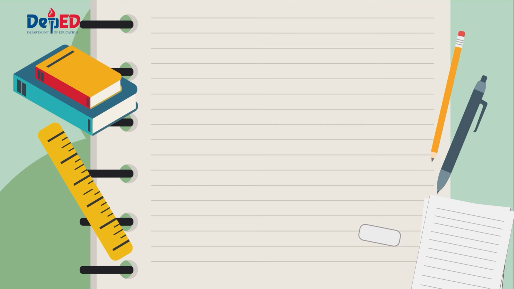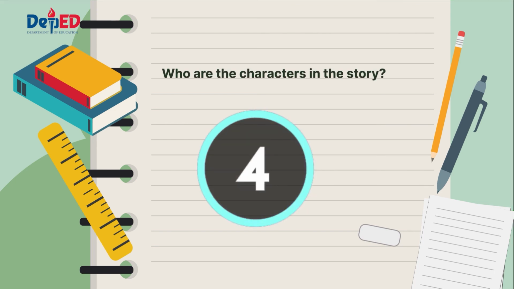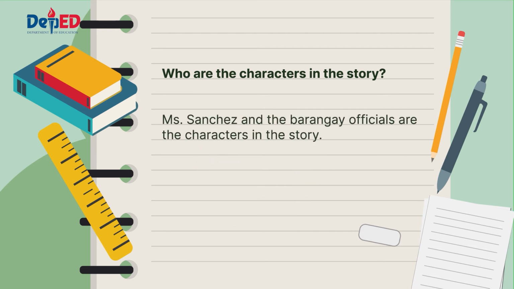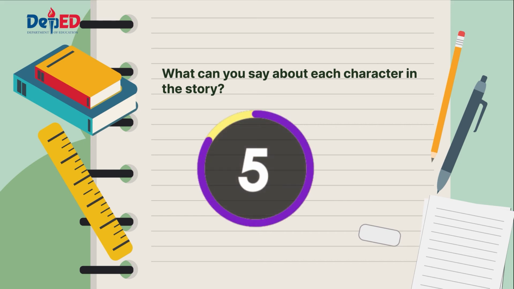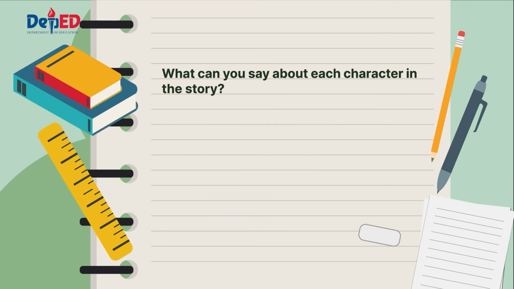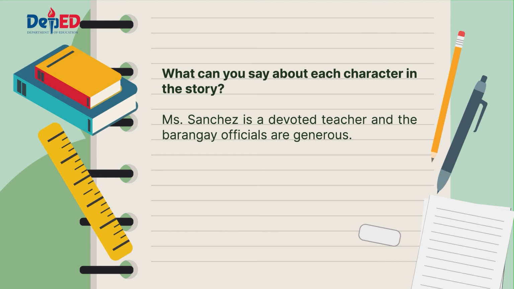For number 3 question, who are the characters in the story? If your answer is Miss Sanchez and the barangay officials, then you're right. Number 4 question is, what can you say about each character in the story? If you can describe Miss Sanchez as a devoted teacher and the barangay officials as generous, good job!